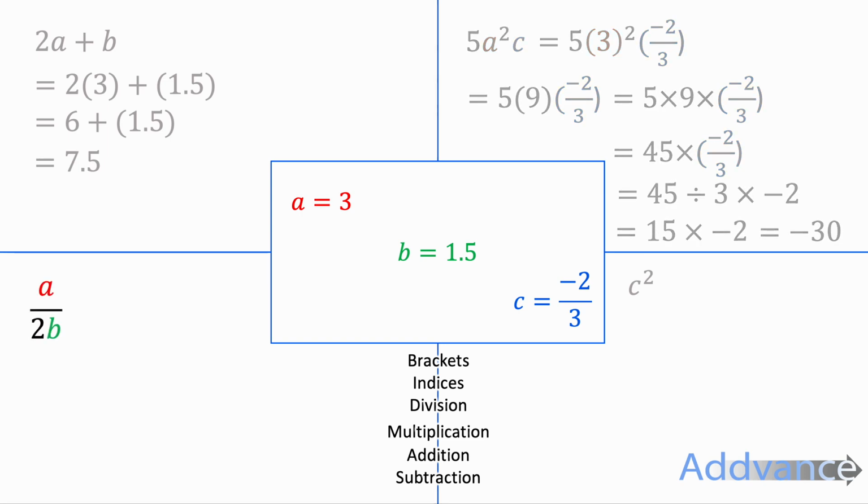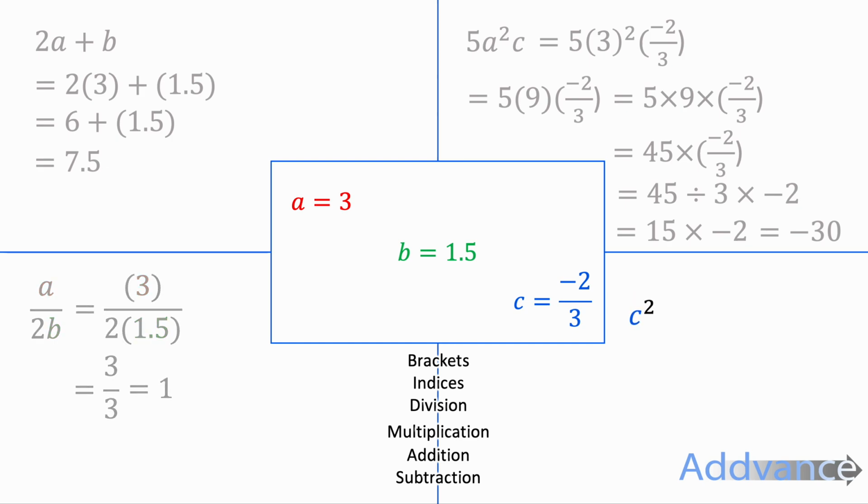Now we have a over 2b. This means a divided by 2b. Let's replace the a with 3 and the b with 1.5. 2 times 1.5 is 3, and we have 3 divided by 3, or 3/3. 3/3 is 1, or 3 divided by 3 is 1. And that's the final answer.